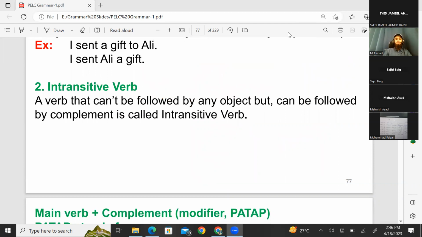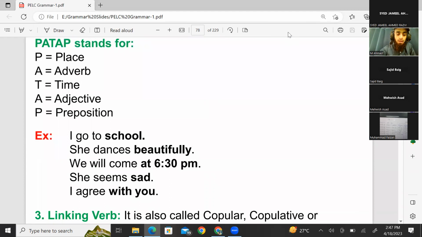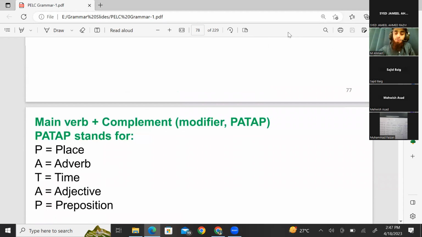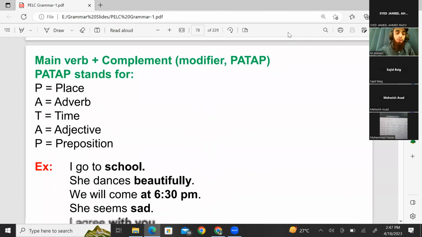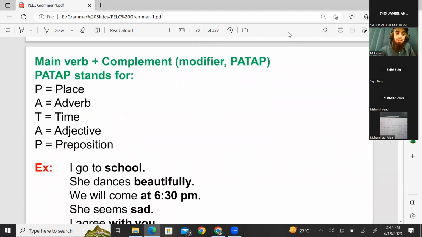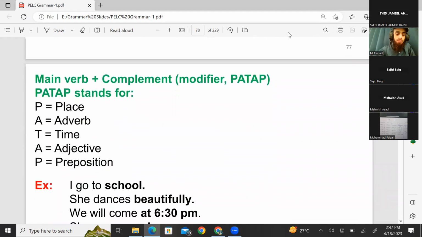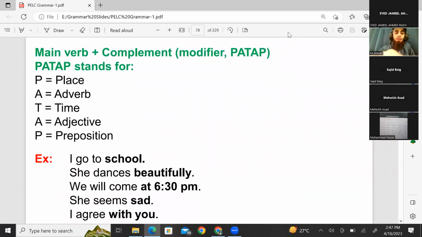Okay. Next is intransitive verb. An intransitive verb does not need any object to fulfill its meaning, right? There would be no possibility of a WH question asking what. An object can also be there, but there would be no requirement to use the object. This is the structure: place, adverb, time, adjective, or preposition can come after the intransitive verb, right? It can be followed by these.